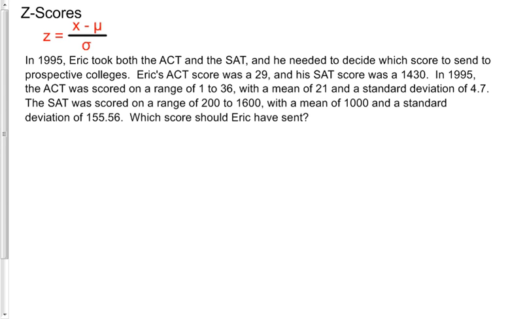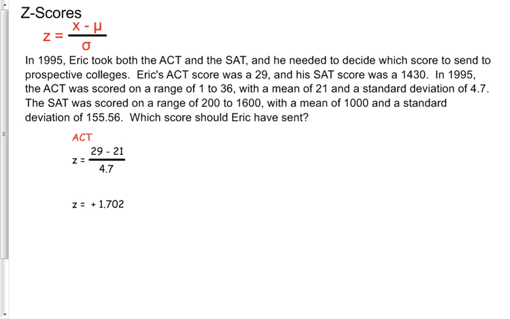So first we're going to look at the ACT. To calculate the z-score, we're going to plug in the 29, which is the ACT score, minus the 21, which is the mean, divided by 4.7, which is the standard deviation. And that gives us a z-score of a positive 1.702, which tells us that the 29 on the ACT is 1.72 standard deviations above the mean. So that's definitely in the upper range.